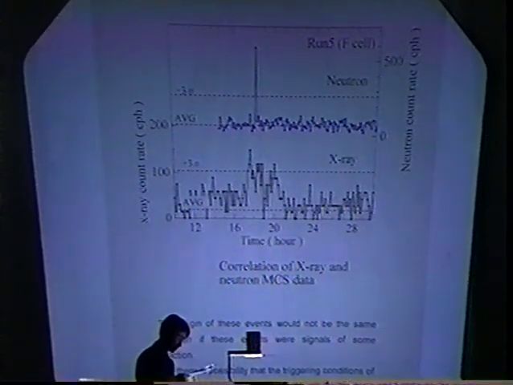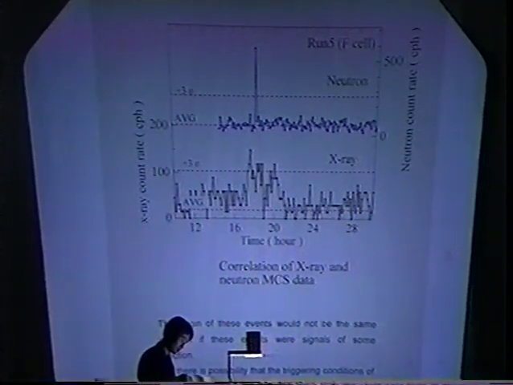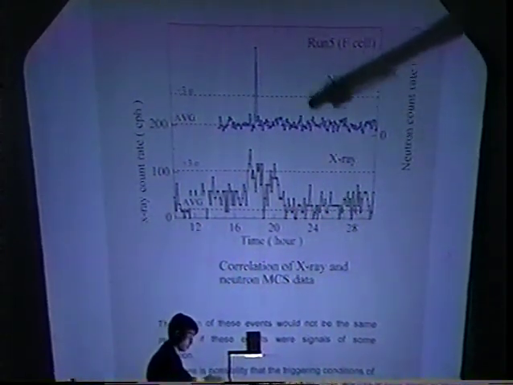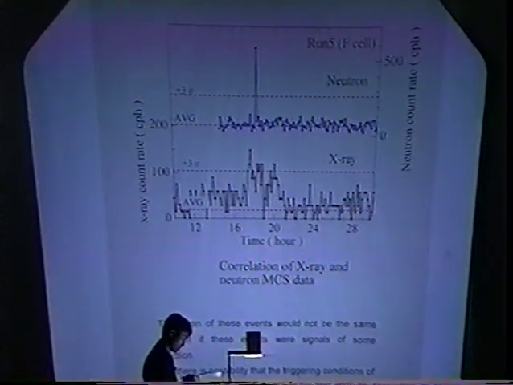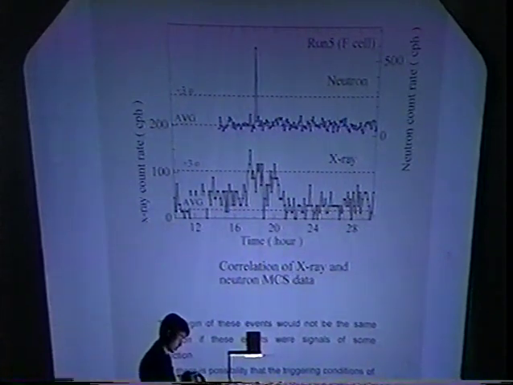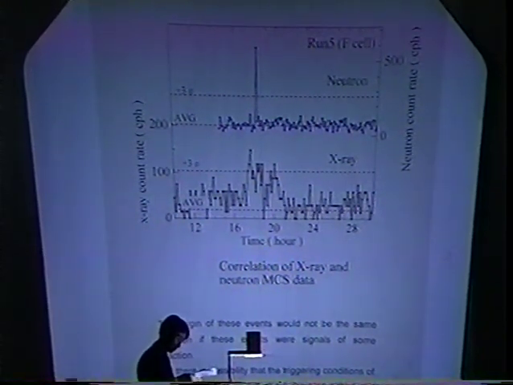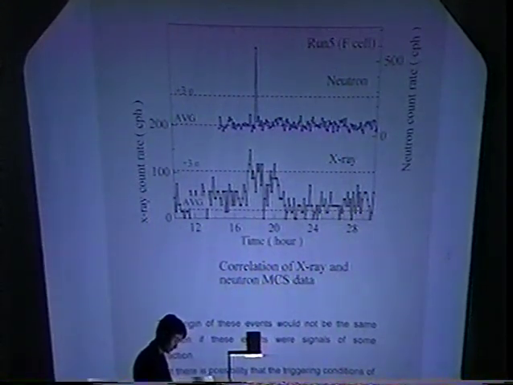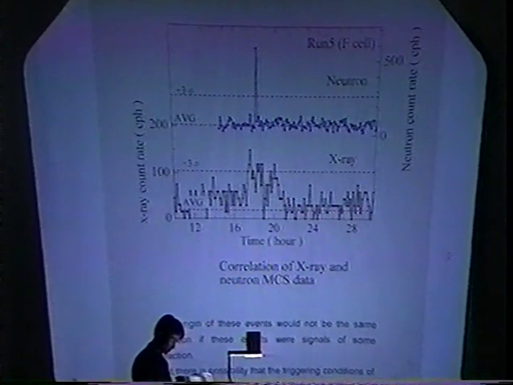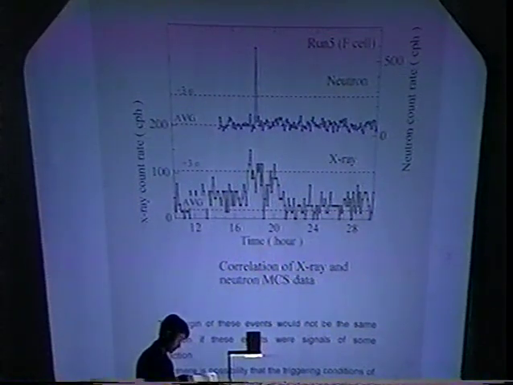This figure shows the expanded scale data for the neutron and X-ray coincident event. Because the time variation of the neutron count rate is not identical to that of the X-ray, the origin of this event will not be the same reaction, if these events are signals of some nuclear reactions. But there is a possibility that the triggering condition of the two events will be the same solid state or chemical conditions of the cathode. Corresponding spectra of X-ray and neutron could not be identified because counts in spectrum channels did not exceed the statistical error level.